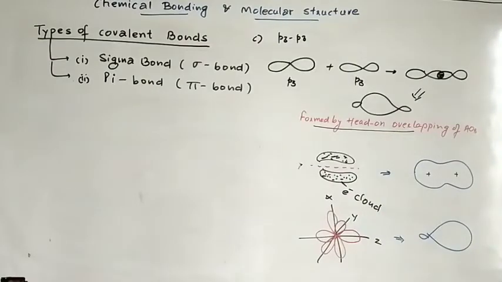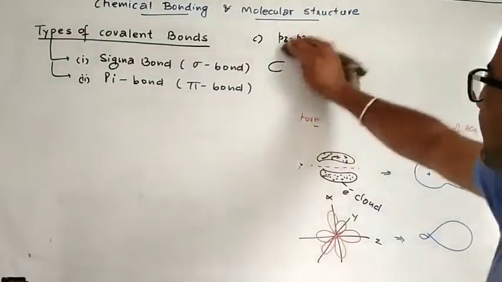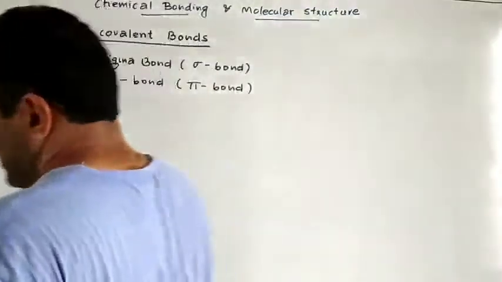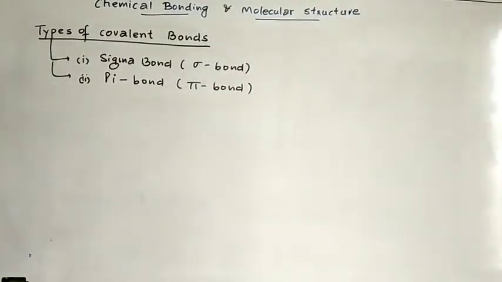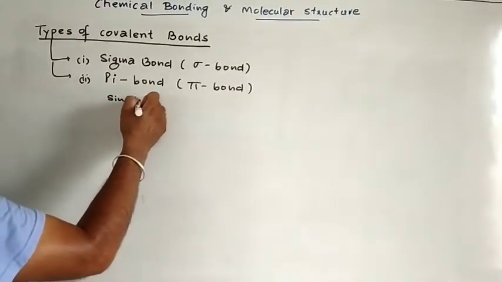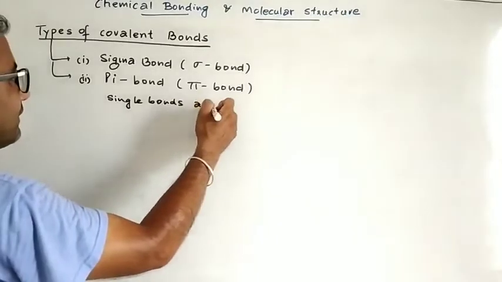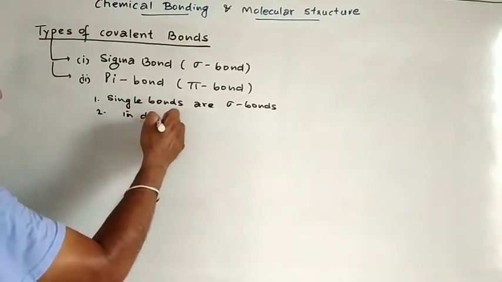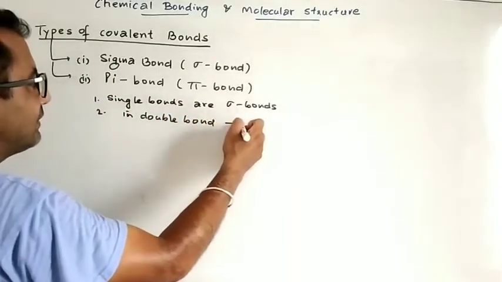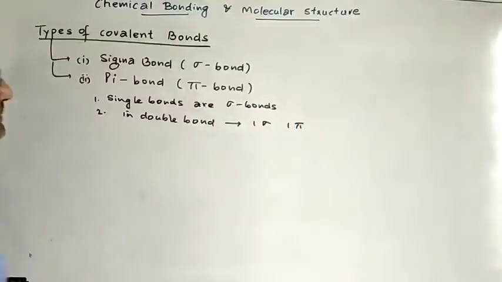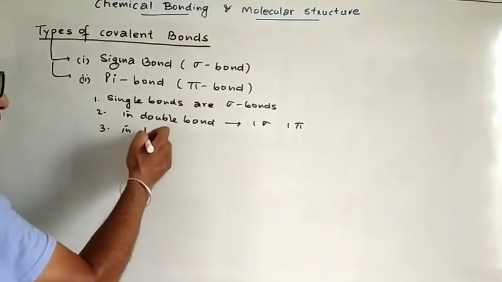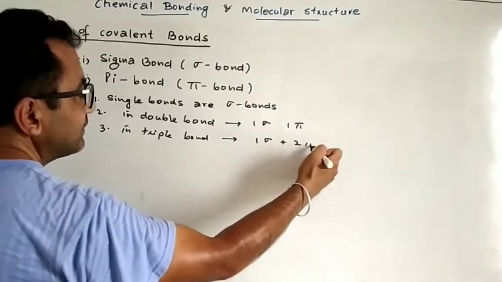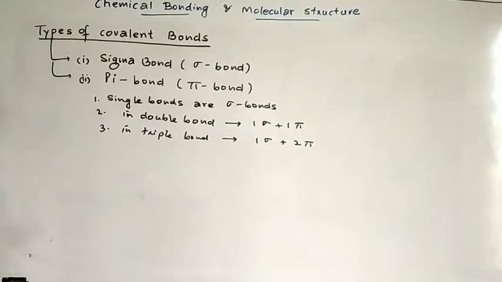We have to count the number of sigma and pi bonds in an organic compound. So, जैसे मैंने पहले बता दिया, all the single bonds are sigma bonds. जितने भी single bonds हैं, single bonds are sigma bonds. Number one. Number two, in a double bond, there is one sigma bond, one pi bond. Number three, in a triple bond, there is one sigma bond plus two pi bonds. सिग्मा एक ही होगा, है ना?